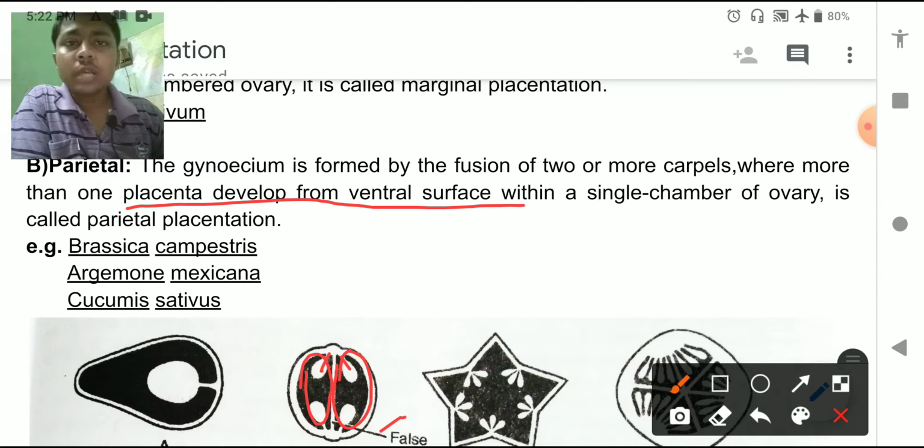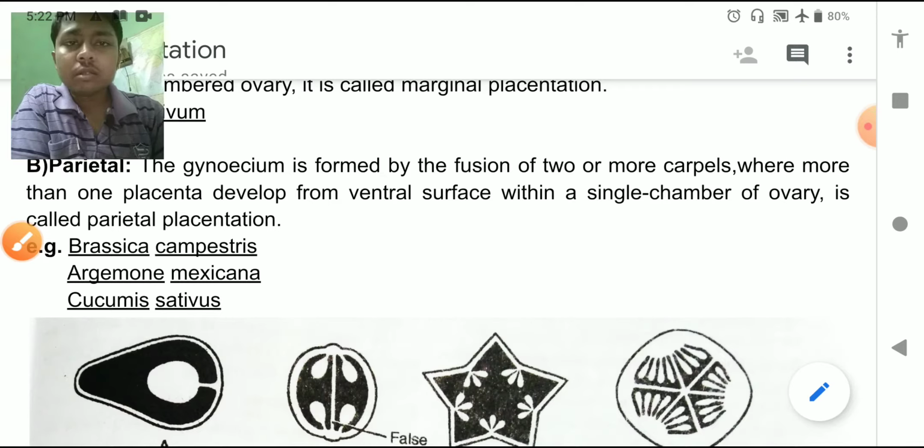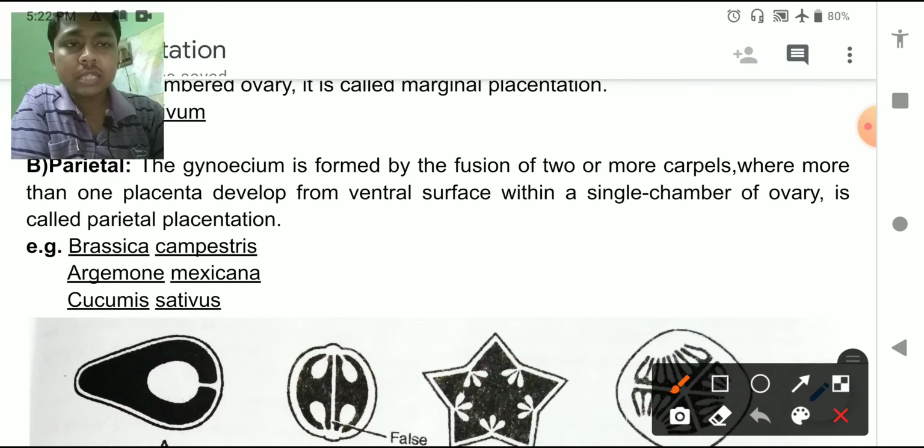And where is it found? It is found in Brassica campestris, Argemone mexicana and Cucumis sativus, which is cucumber. The first one is Brassica campestris, the second one is Argemone mexicana, and the third one is Cucumis sativus, or cucumber.